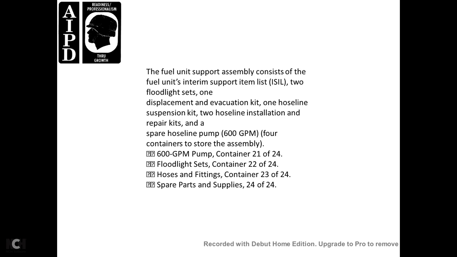The fuel unit support assembly consists of the fuel unit interim support item system, or ISIS, 2 floodlight sets, 1 displacement evacuation system, 1 hose line suspension system kit, 2 hose line installation repair kits, and a spare hose line pump, 600 gallon per minute, in 4 containers of storage assembly. The 600 gallon pumps are container 21 of 24, floodlight sets container 22 of 24, hose line fittings container 23 of 24, and spare parts and supplies container 24 of 24.